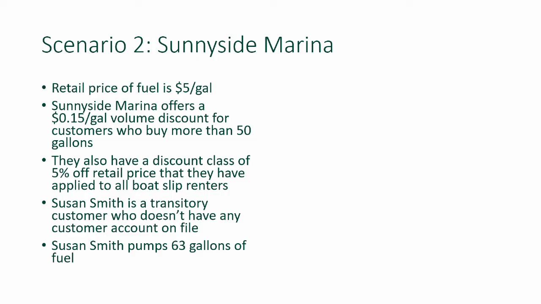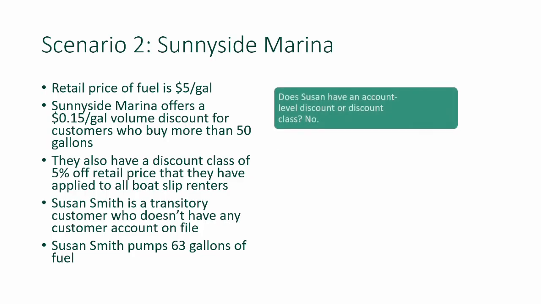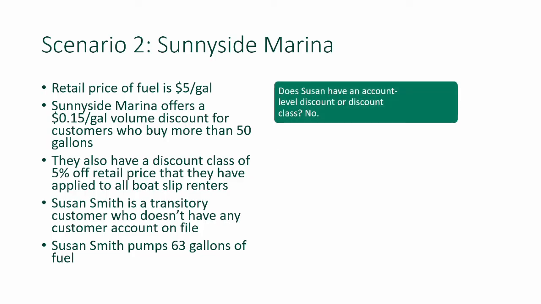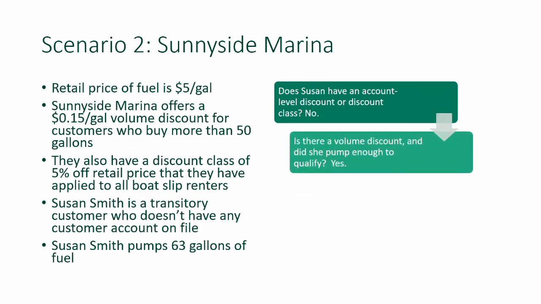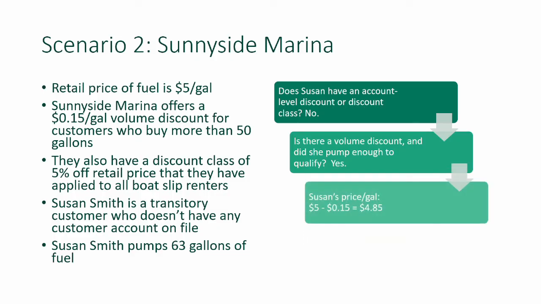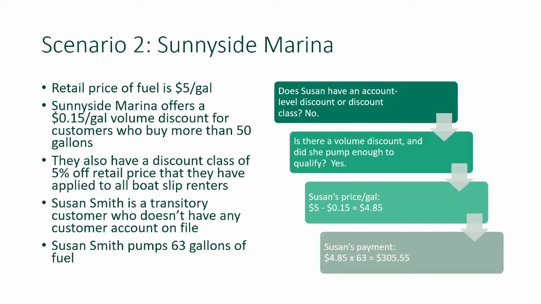Susan Smith is a transitory customer who doesn't have any customer account on file. She goes to the marina and pumps 63 gallons of fuel. First, we check whether Susan has an account level discount or a discount class. Because she's a transitory customer without a customer account, she cannot have either of these. Then, we look at whether there is a volume discount and if she pumped enough fuel to qualify for it. In this case, she did. We calculate the price and the final payment.